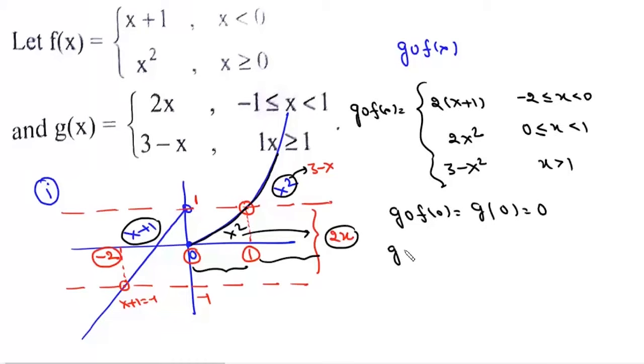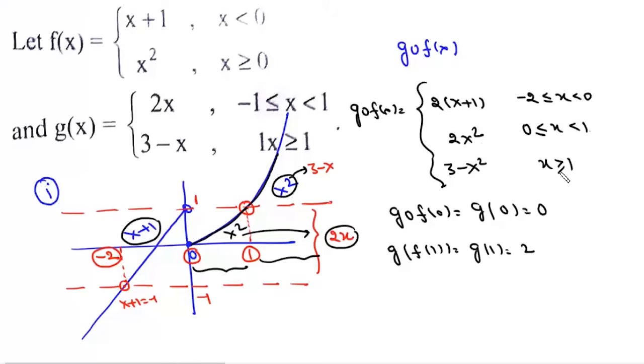In the same way, we will find g of f(1). Now f(1) will be 1, so it will be g(1), and g(1) is 3 minus x, which is 2. If we put 1 here, it is 2. If we put 1 here, it is 2. Since it is continuous at 1, we can put this equality sign anywhere. So that is the definition of g of f(x).